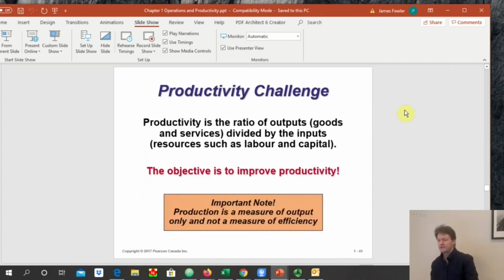Productivity challenge. Here, productivity is the ratio of outputs in goods and services divided by the inputs and resources such as labor and capital. Important note here, I'm glad they put this here. The objective is to improve productivity. However, production is a measure of output only, and it's not a measure of efficiency. So it's very important to keep that in mind.